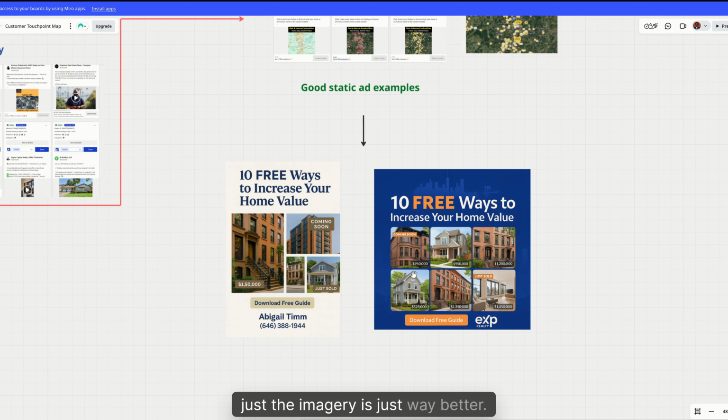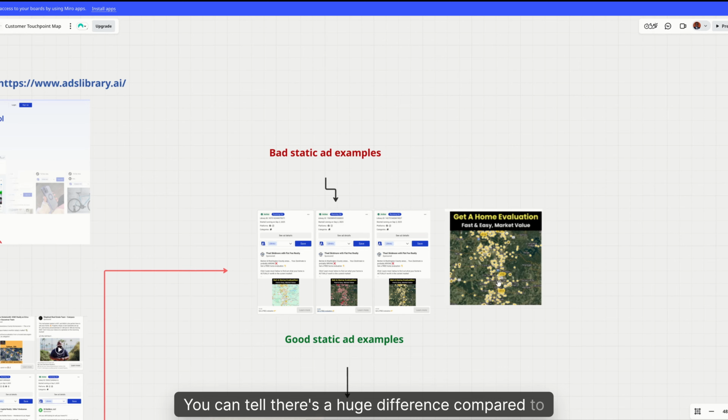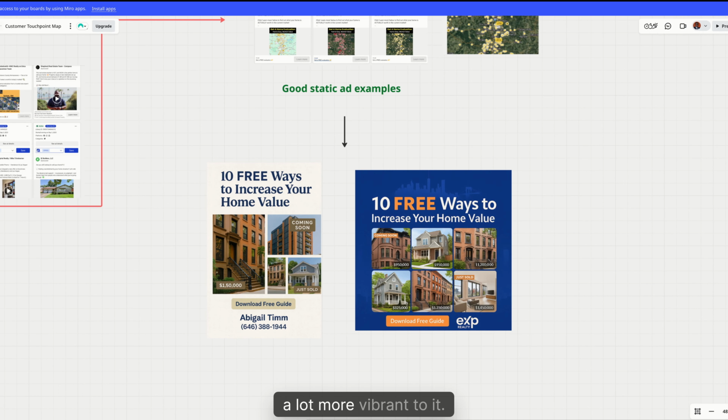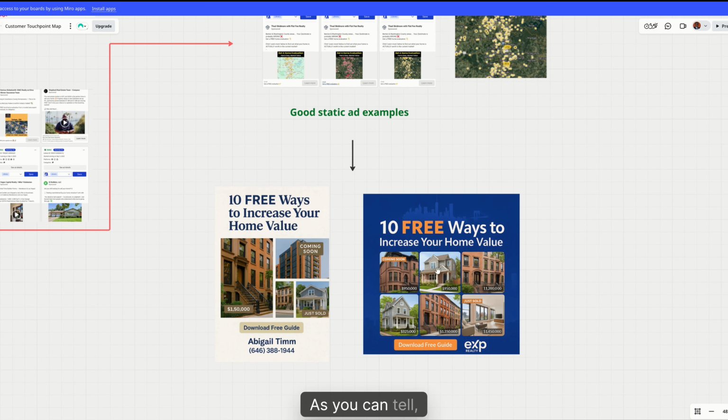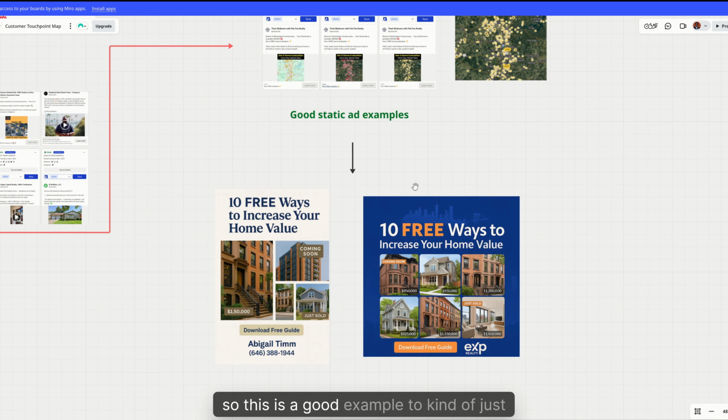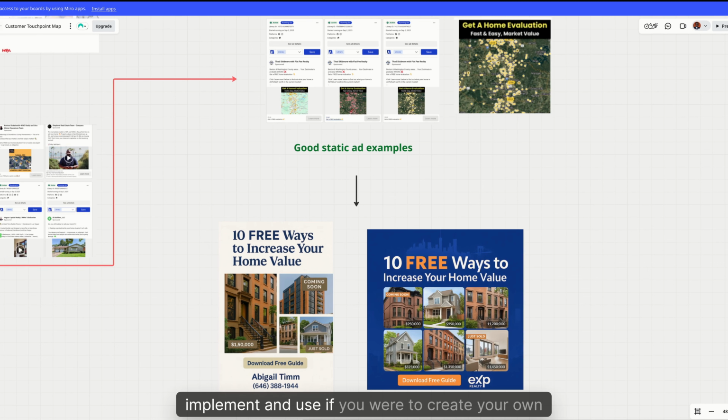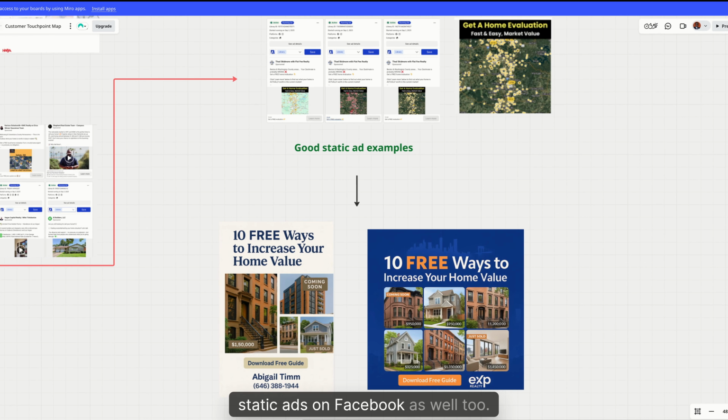Essentially, the imagery is just way better. You can tell there's a huge difference compared to this one. It has a lot more colors, a lot more vibrancy. The copy, with the realtor's name and information, is speaking towards a market demographic. As you can tell, this realtor is from New York. So this is a good example to implement and use if you were to create your own static ads on Facebook as well.